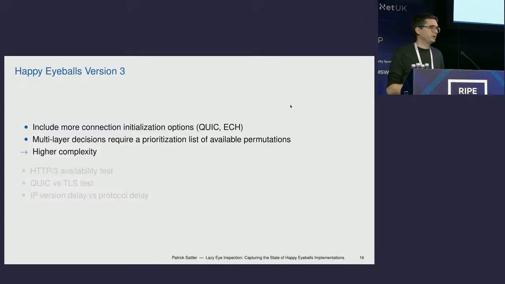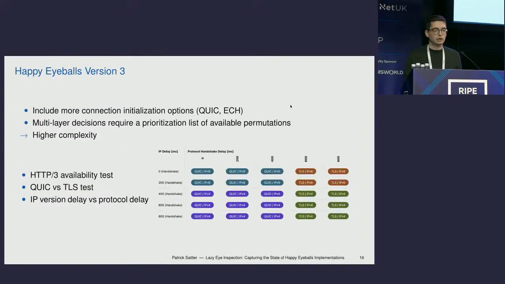And what we did here, we implemented a number of tests, and we are currently still working on new tests. So if you have input, please tell us. One test is just, does your browser even support QUIC or HTTP/3? Because if it does not, the other tests don't really make any sense. Then we have a simple QUIC versus TLS test where we delay one protocol and see what happens. And the final test is the most complex one, where we basically delay the protocol handshake, so QUIC or TLS, and also the IP version. Now I want to show you a short demo of exactly this from our website.